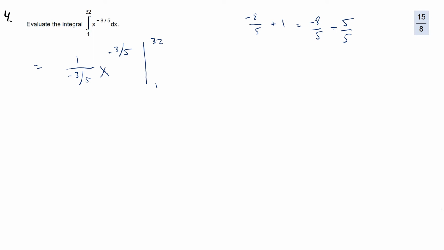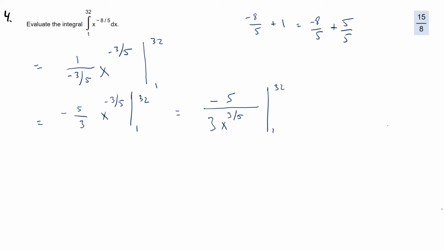Before I plug the numbers in, I'm going to clean this up. Instead of 1 over negative 3/5, that's the same thing as negative 5/3. And it's much easier to plug numbers in if the exponent on the variable is positive. So I'm going to move the x down, so it'll be positive 3/5.